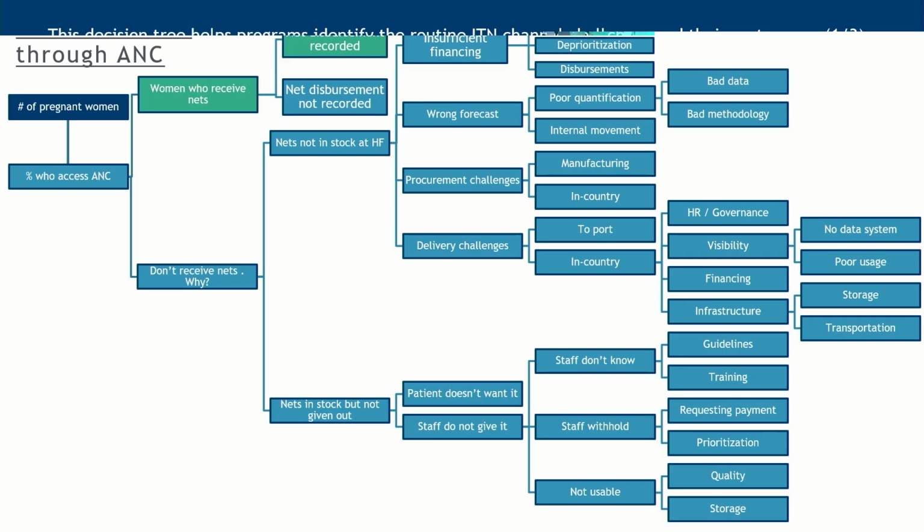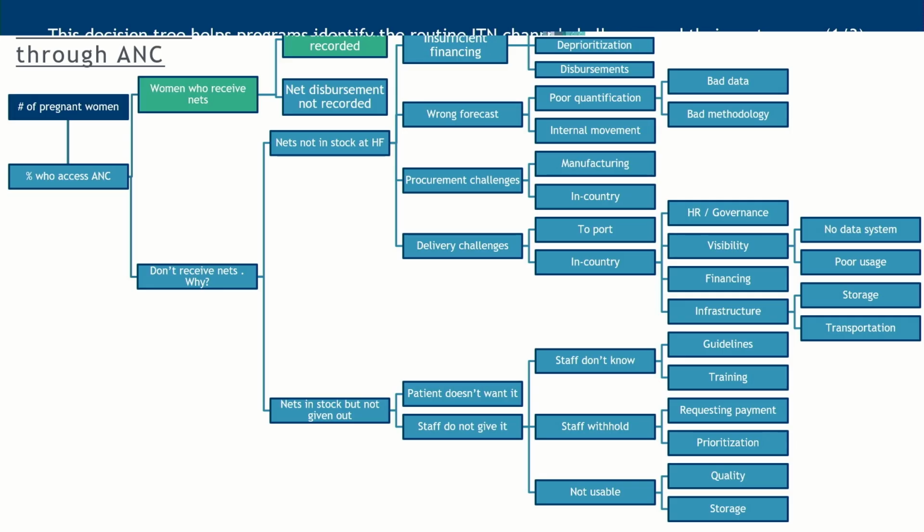And as we move further down the tree, this is where the detailed data may come from in-country sources or primary research like interviews to really identify the specific root causes of a challenge. And so you can see here on the top the percentage of women who receive nets. This percentage is primarily made up of those who receive nets and it's given out and it's recorded, but it may also be higher than what you're looking at in the data because it may also be represented by a percentage of nets that are given out and not recorded.